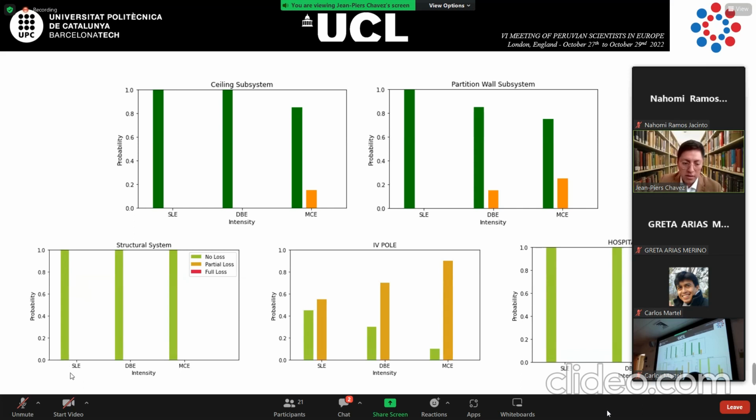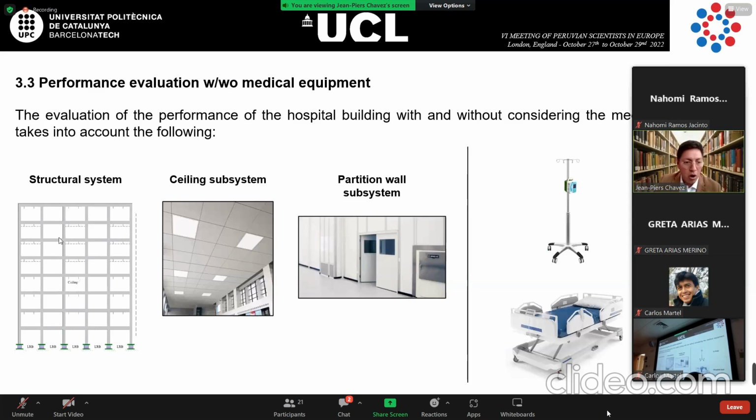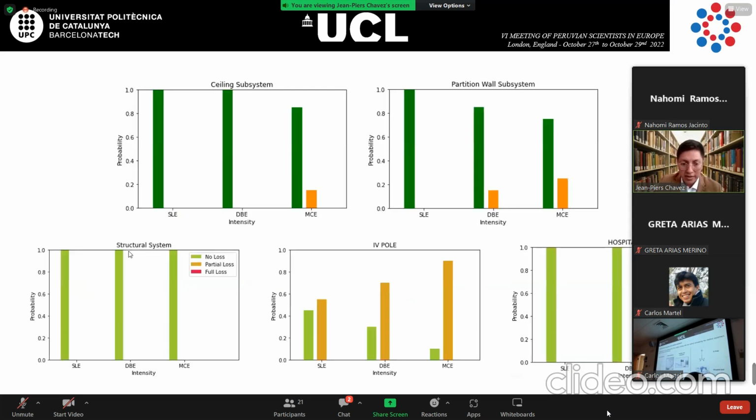At this magnitude, the common earthquake, the design-based earthquake, and the maximum considered earthquake, the damage is like 0. 0 in my beams, my columns, my slabs. But in contrast, in my non-structural elements and components, for example, in the ceiling subsystem, I have a little damage in the maximum considered earthquake. Remember, 2,475 years of return period. Maybe 18% or maybe more.